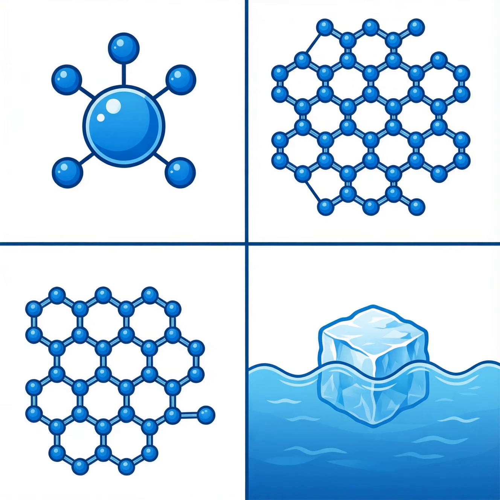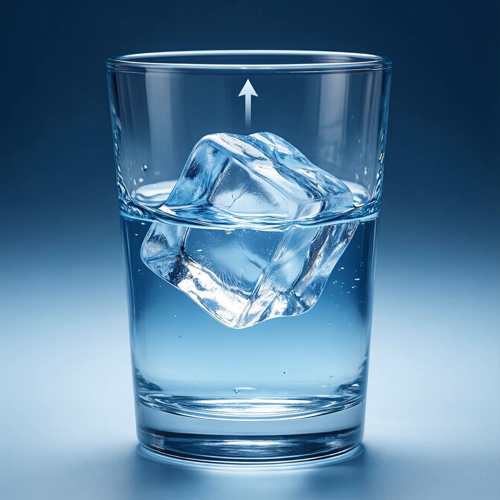The insulating effect also protects ice habitats that support species such as seals and penguins. If ice were denser, it would sink, eliminating this protective layer and drastically altering marine life. Thus, the molecular structure of water not only determines its density, but also shapes Earth's climate and ecosystems.